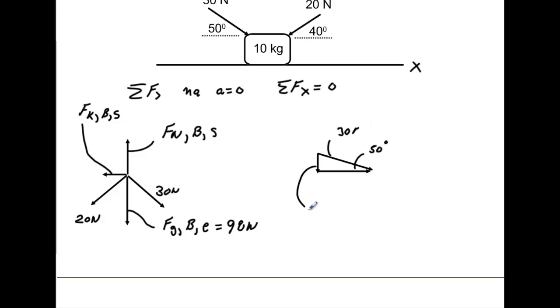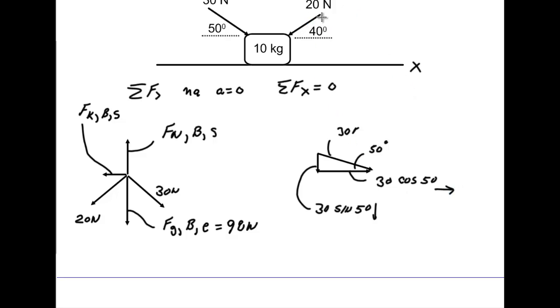So we can say this component here would be 30 times the sine of 50, and that's going down. Here we'll have 30 times the cosine of 50. That's going to the left. We'll do the same thing for the 20.